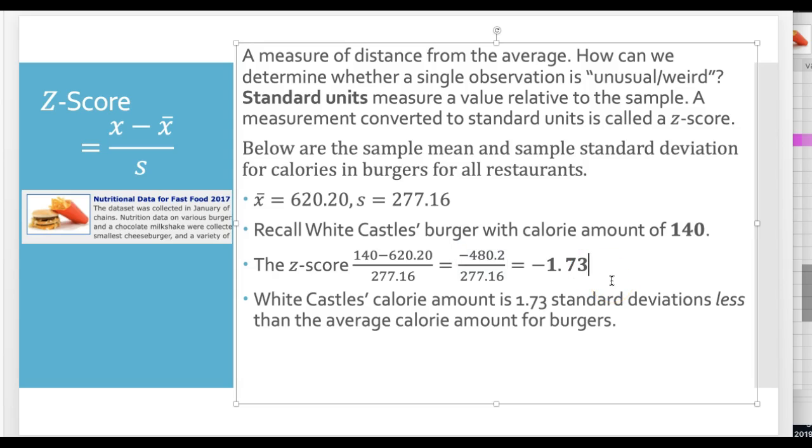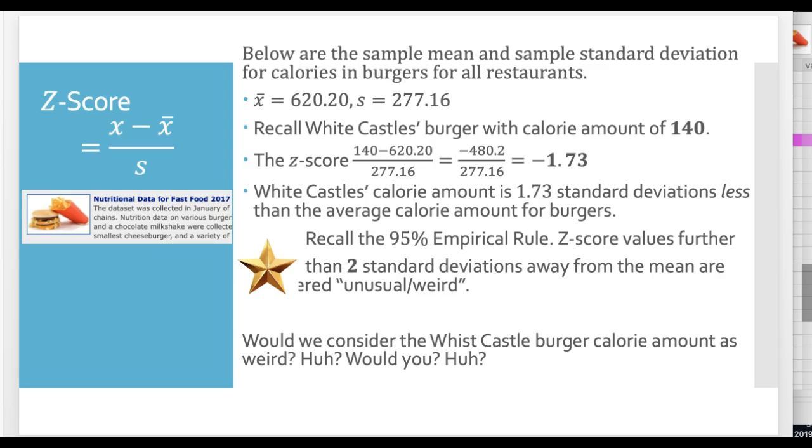So when you convert your data to z-scores, they usually all go between -3 and 3. So here it says White Castle's calorie amount is 1.73 standard deviations less than the average calorie amount for burgers. And the reason it's less is because there's a negative sign here. So the thing is now, we know that it's 1.73 standard deviations less than the average calorie amount.